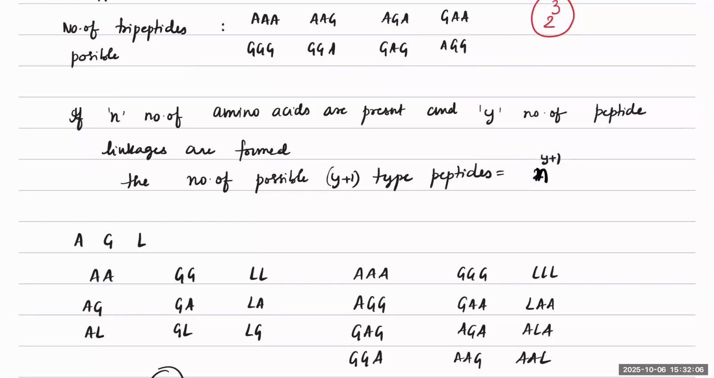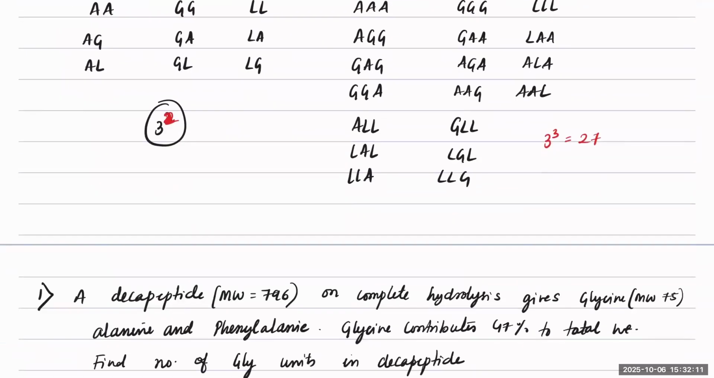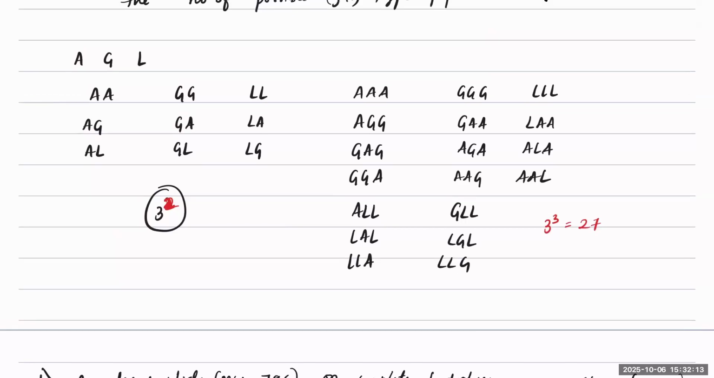Clear? Any doubt there? Right. For example, I have A, G and L and I want to make dipeptides. There are three of them and I need to make dipeptides. Okay, for dipeptides, that means you will have only two.